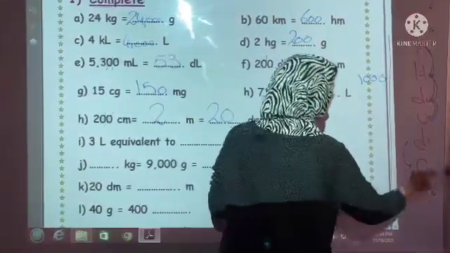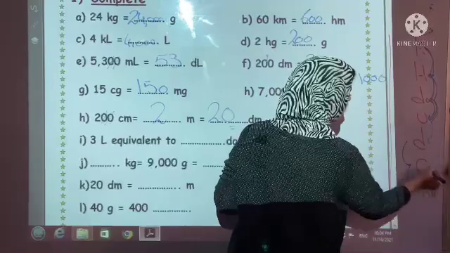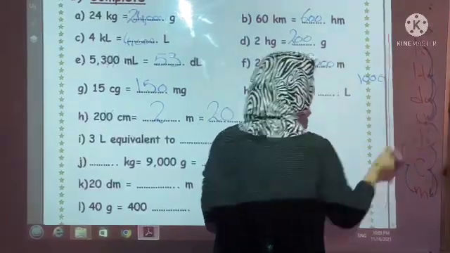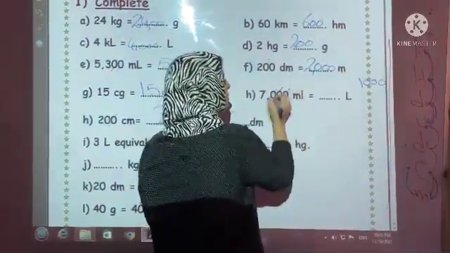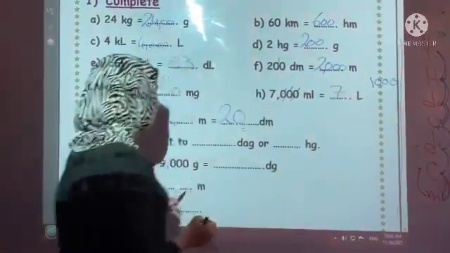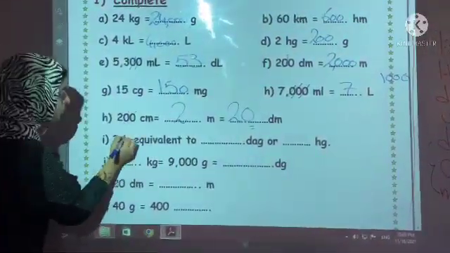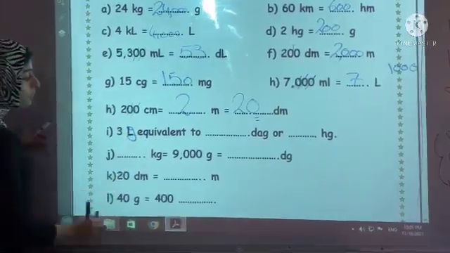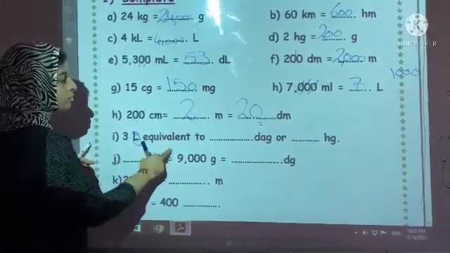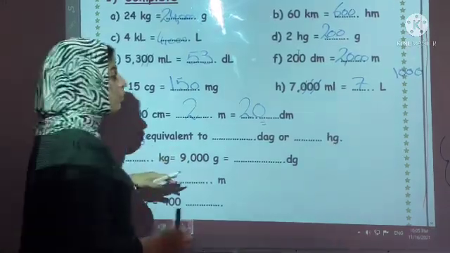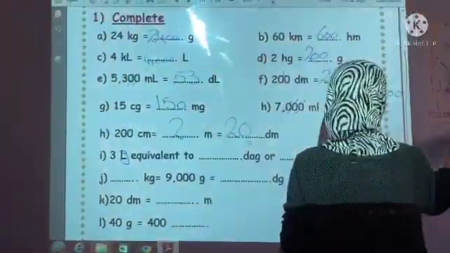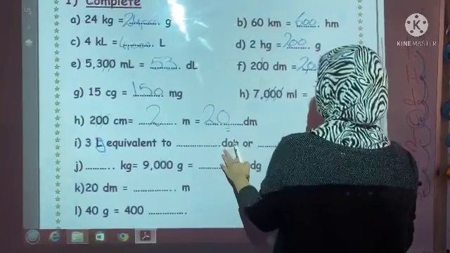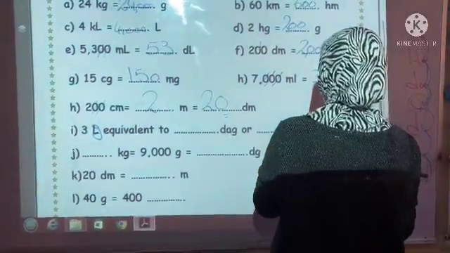From milliliter to the unit liter, I move how many? 1, 2, 3. That means I eat 3 zeros. So it will be 7 liters. Here this one, it will be gram, not liter. So we're gonna correct this one, it will be gram. 3 gram equivalent to, gram here is the unit, equivalent to how many deca and hecto.